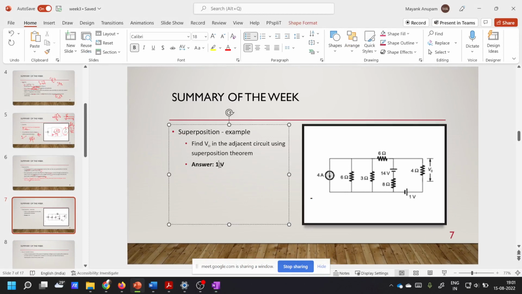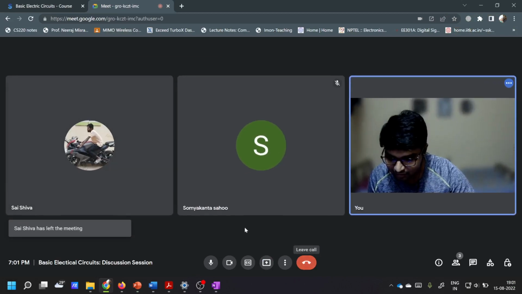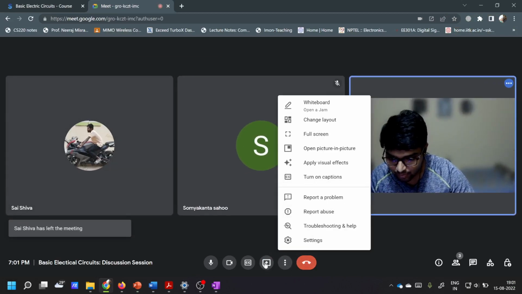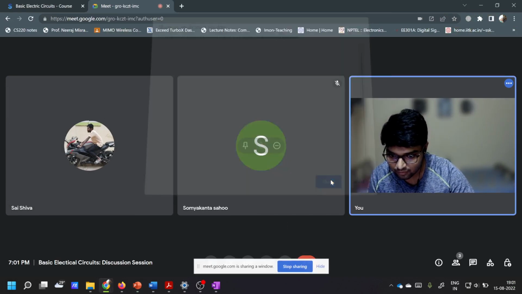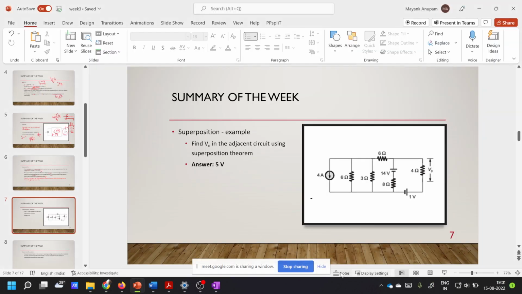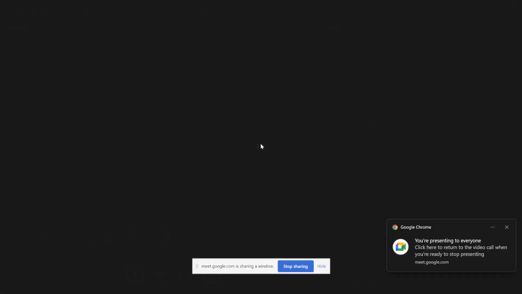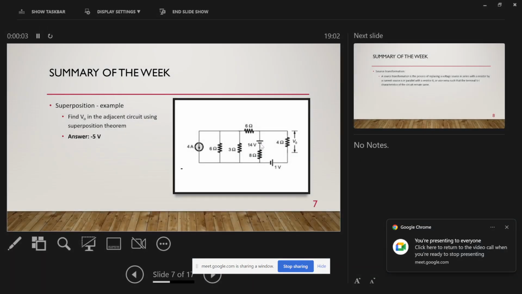So this answer here is wrong, isn't it? This was just to make sure that you guys follow with me. Okay, you are not able to see this. One second. So how much is the voltage? Minus 5 volt, right? Okay. So do you have any other classes now?